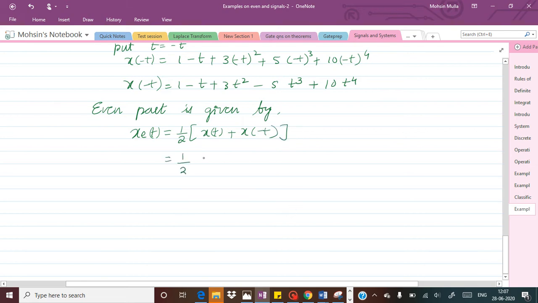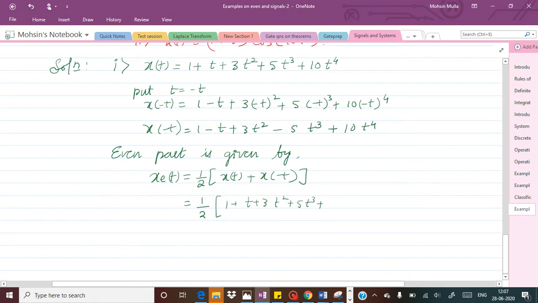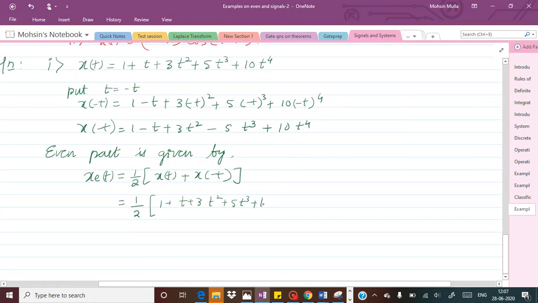Substituting x of t, so x of t is 1 plus t plus 3t square plus 5t cube plus 10t raised to 4, and x of minus t is 1 minus t plus 3t square minus 5t cube plus 10t raised to 4. So let us see which terms will get cancelled due to signs.